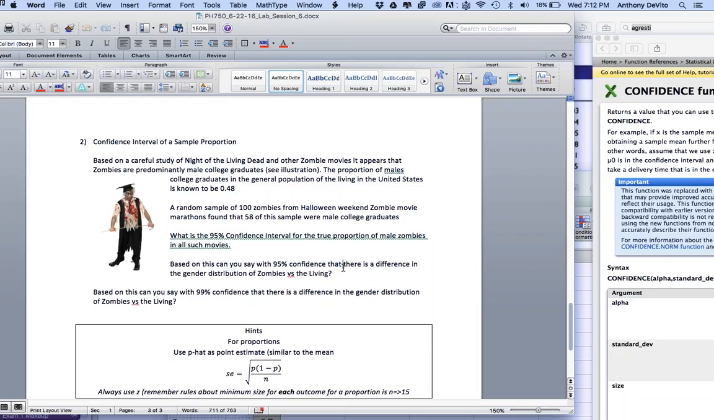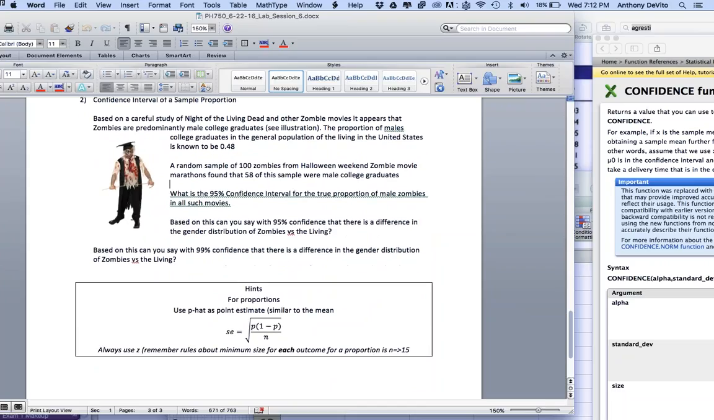At any rate, random sample of 100 zombies found 58 of this sample were male. What is the 95% confidence interval for the true proportion of male zombies in all such movies? Based on this, can you say with 95% certainty there's a difference in gender distribution of zombies versus the living? What we're looking for is, in this sample, we got 58 males out of 100. Is that different enough from 48 out of 100 for the general population for us to say that's really true for the entire population, that there are more males than in the general population?